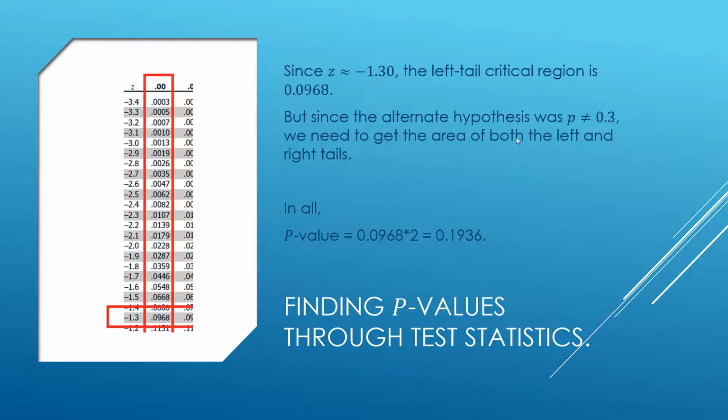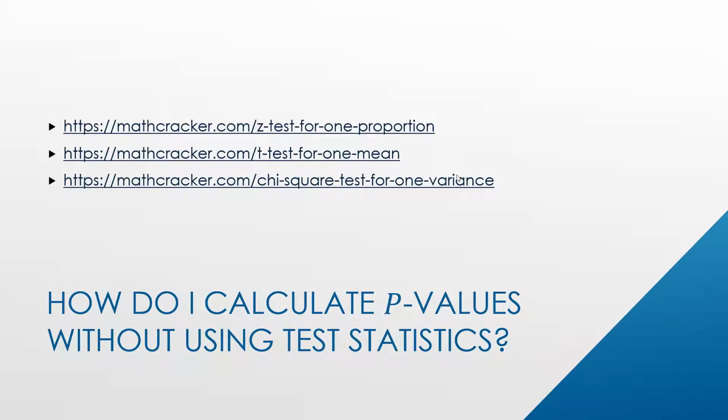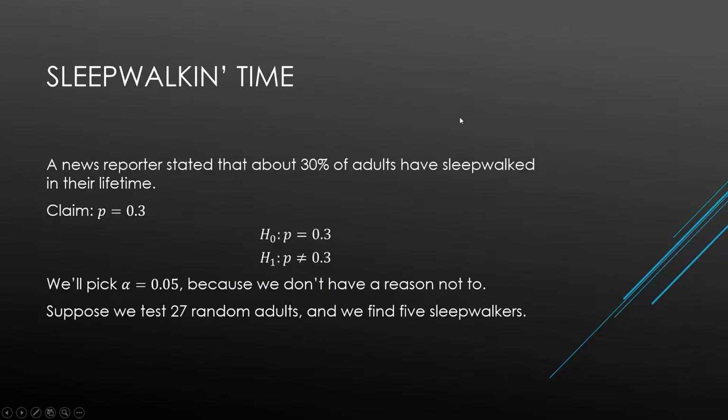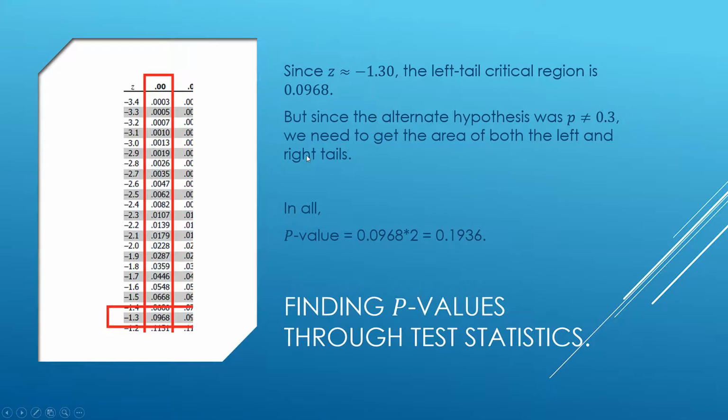But remember, we also said that we're okay with the right tail as well. Because when we're doing strictly less than or strictly greater than, we content ourselves with just one area. But since we said not equal, that means we can do a less than or a greater than. So we basically double the area in question here: one for the left tail, and the other for the right tail. So in all, we're getting a p-value of 0.1936.